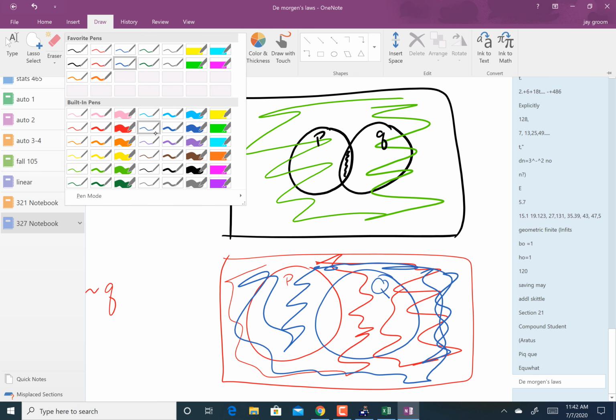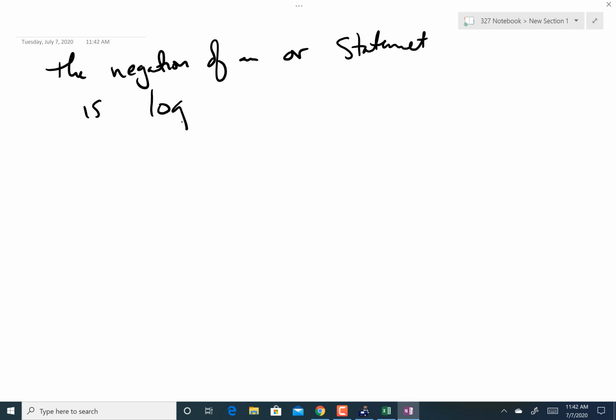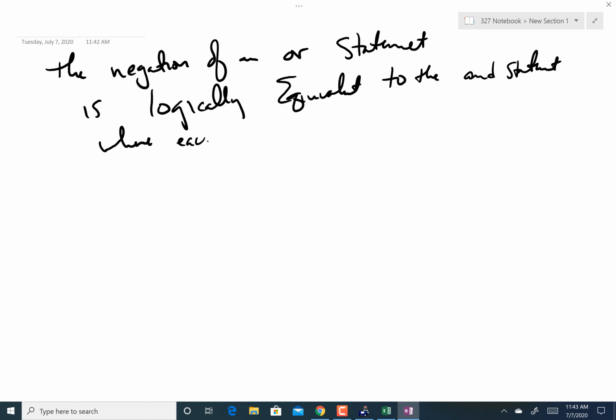Again, I think De Morgan's law is easier to understand once you have a little bit of a grasp of probability. To me, it just makes the most sense. The negation of an OR statement, which again is a union, is logically equivalent to the AND statement where each component is negated.